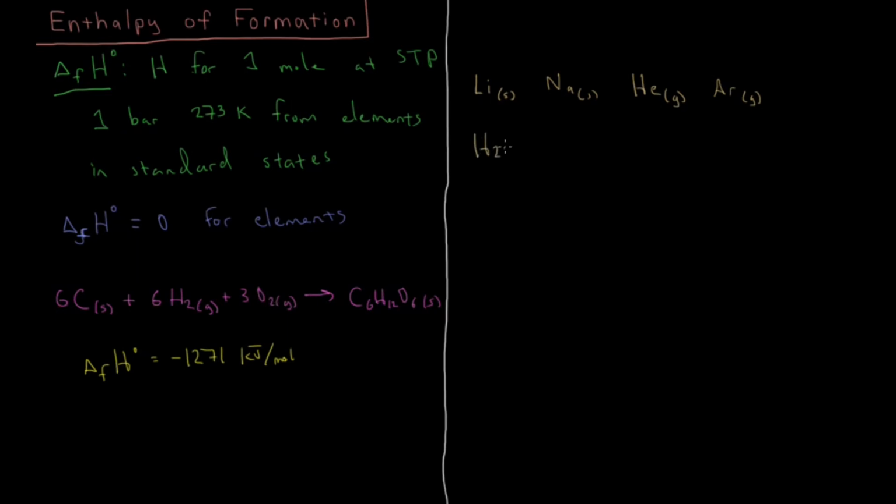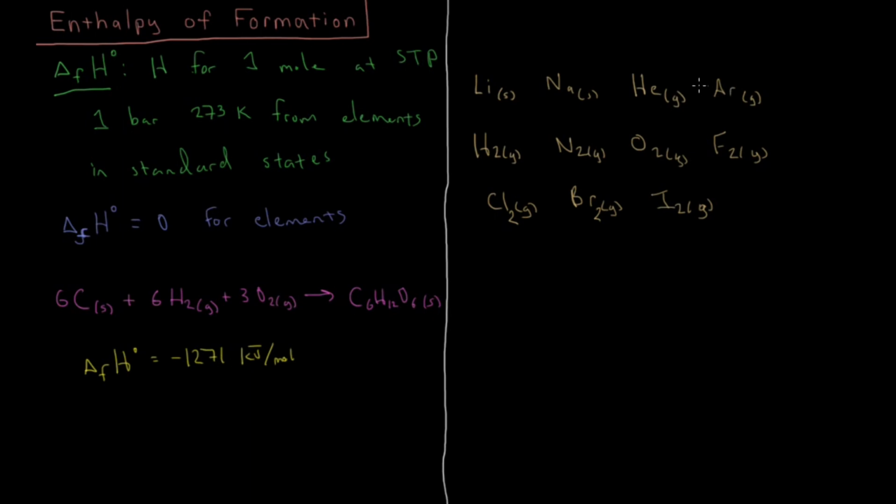And those would be H2, N2, O2, fluorine, chlorine, bromine, and iodine. So it's hydrogen, nitrogen, oxygen, and then the halogens. So those 7 exist as diatomic gases. Let me put the 2 down there.